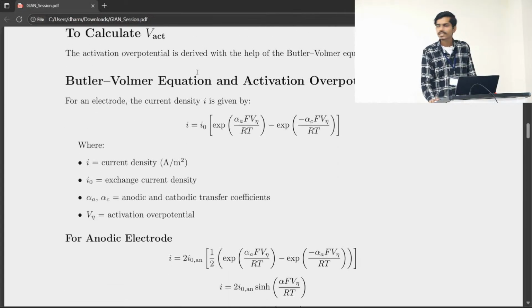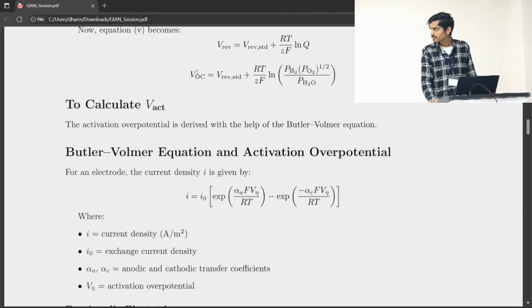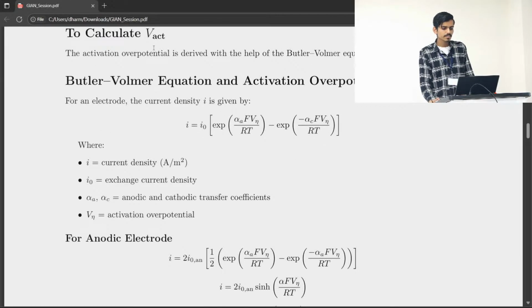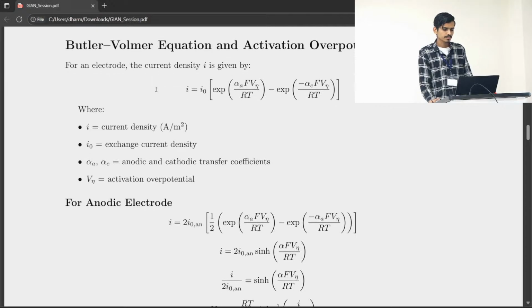After calculating this reversible voltage, we are going to calculate the activation potential. To calculate the activation potential, the basic one is the Butler-Volmer equation, which is the electrochemical equation. With the help of this equation, we are going to calculate our activation potential. The Butler-Volmer equation represents I equal to I naught e raised to power alpha A F V eta by RT.